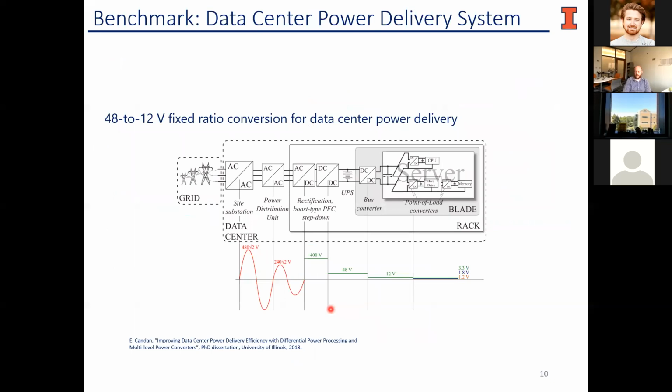So for the rest of this, I want to talk about a kind of benchmark application, and that's data center power delivery. With data center power delivery, you have the grid connection, you go through these AC to AC conversions, and then you go to an AC to DC. And then at some point, you get down to the bus converter, where you have maybe 48 volts from your UPS, and then you step it down to 12 volts to your actual point of load servers. This is a pretty well understood and well defined space, and there's quite a few converters out there in this space. So it's a good area for us to benchmark converters.